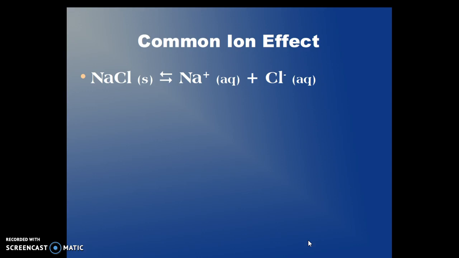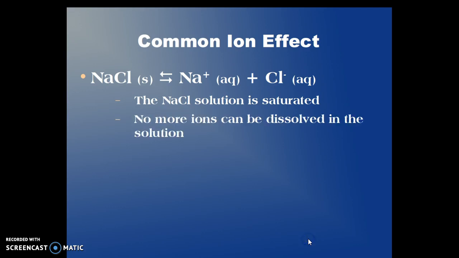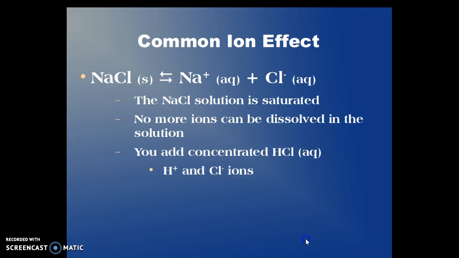The first we will examine is called a common ion effect investigation, and it has a saturated sodium chloride solution, which means you'll have the ions in the water and you may have some solid sodium chloride on the bottom of the test tube. So the NaCl solution is saturated. That means no more ions can be dissolved in the solution. You're going to add concentrated hydrochloric acid.